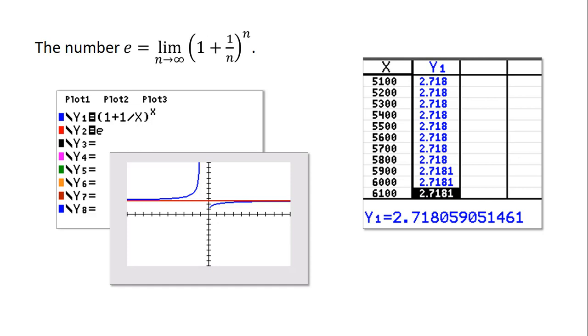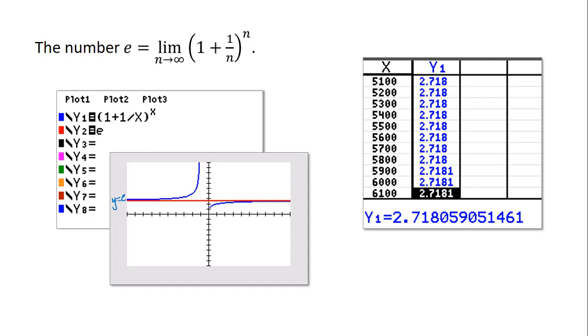So I put this on the calculator and I've captured some screenshots. I put in that expression 1 plus 1 divided by x, all raised to the x. I put in to y2 just the value e, so that's the graph of y equals e, which is just a horizontal line through approximately 2.718. And I see that my graph as I go to the right, that is as I go to infinity, the graph of this function is approaching that horizontal asymptote of y equals e. So that is the limiting value that this is approaching is the value e.